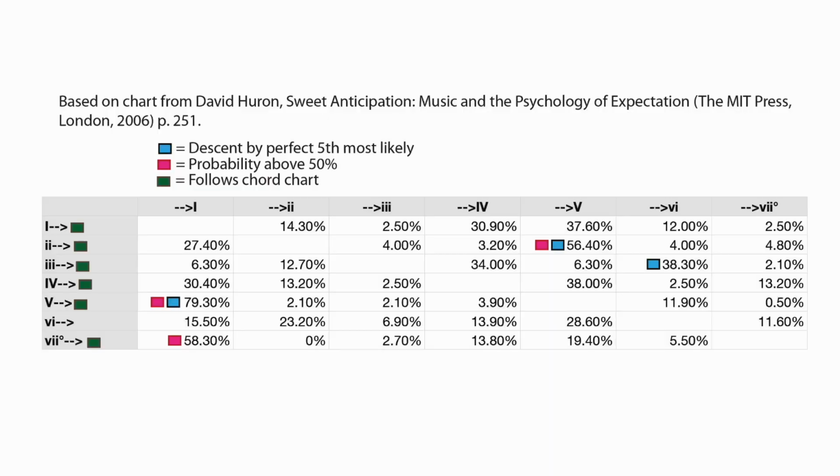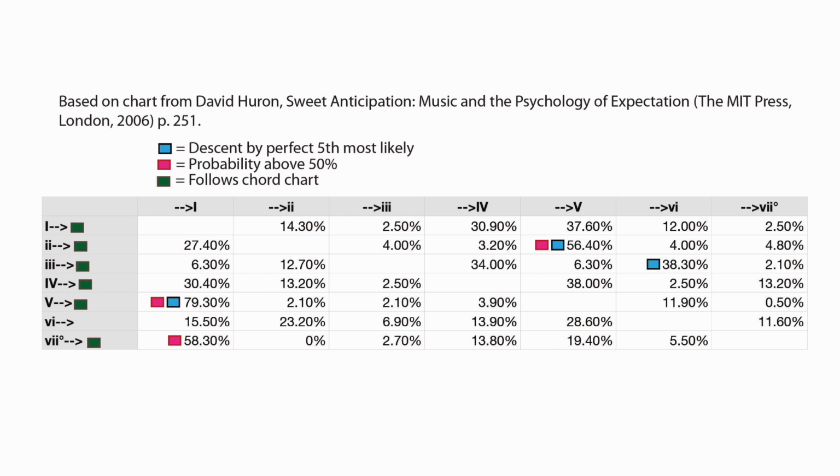If we want to find norms over a larger corpus of material, it's good to check the results of other studies. The first study that I looked at is by David Huron, and it's documented in his book, Sweet Anticipation. The chart lists the prevalence of root movement in two-chord patterns in Baroque music. Statistics in this chart show that root movement by descending perfect fifth is the most prevalent progression for 3 of the 7 diatonic chords. 2 goes to 5, 56% of the time.